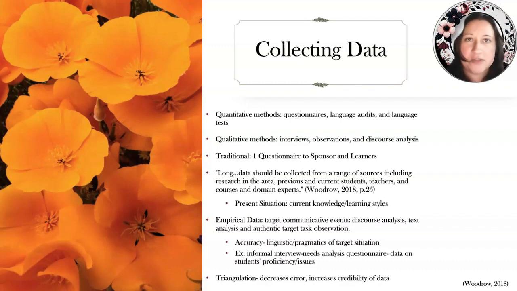Empirical data is another way of collection. So these would be target communicative events, and that can be done through discourse analysis, text analysis, and authentic target task observation. So the accuracy, linguistics, and pragmatics of target situations, it would show that. An example of it would be an informal interview, where the questions are just general and more of a discussion base. And then that would lead to a needs analysis questionnaire, which would be more formal, and then data on students' proficiency and current issues that they have.